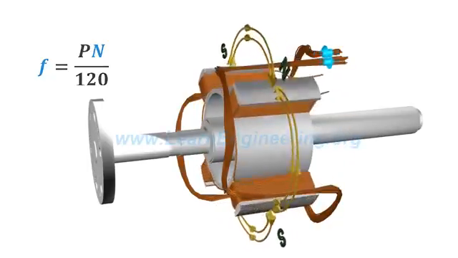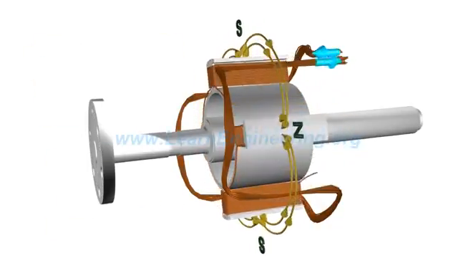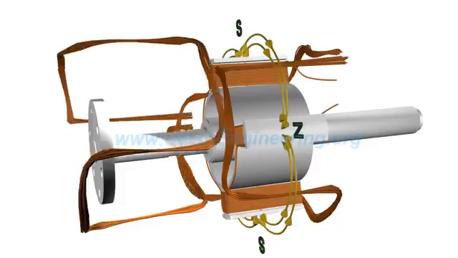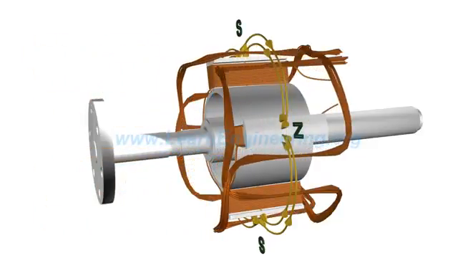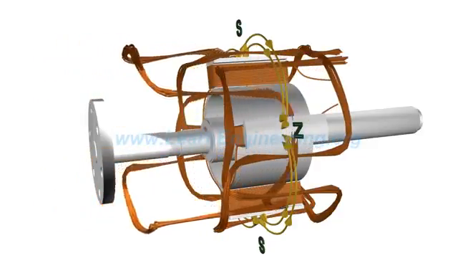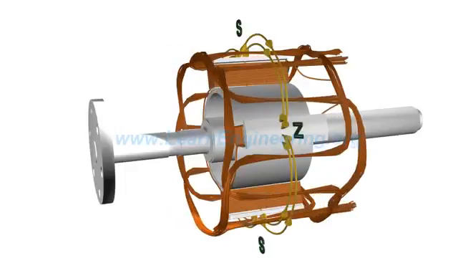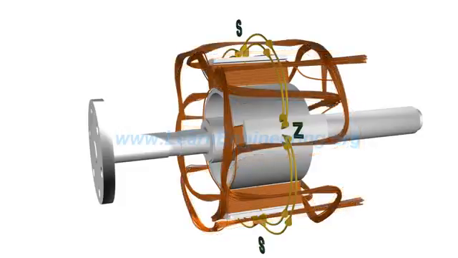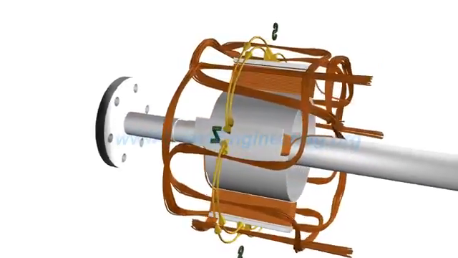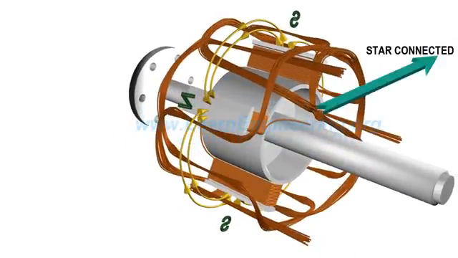For producing 3-phase AC current, 2 more such armature coils, which are in 120-degree phase difference with the first, are put into the stator winding. Generally, one end of these 3 coils are star-connected, and 3-phase electricity is drawn from the other ends.